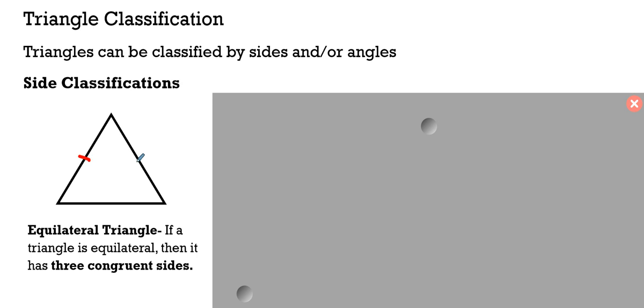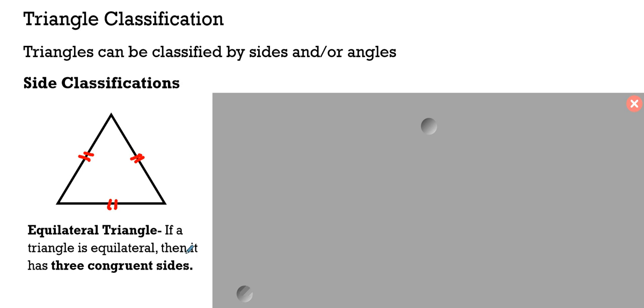So either you're going to see marks that look like this, or actual side lengths. If you get 5 centimeters, for instance, on all sides, then you can assume that it is equilateral. As long as they're the same, it doesn't matter how many there are. If they are all the same, that's an equilateral triangle: it has 3 congruent sides.